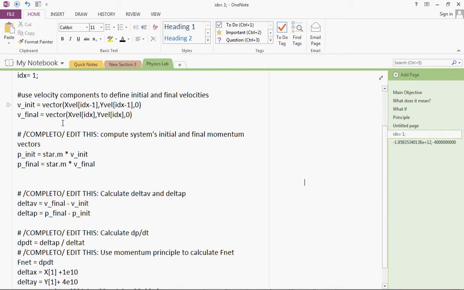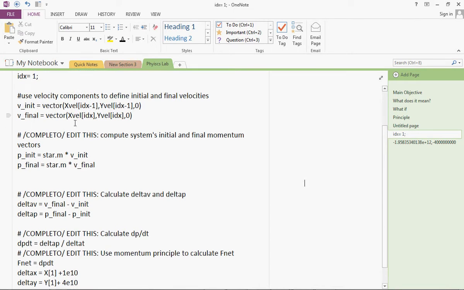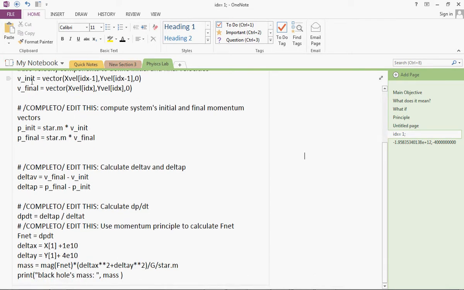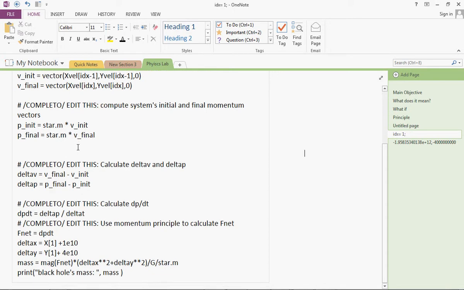What I'm trying to do is: you have V initial and V final, and with these two you can find P initial and P final, the initial momentum and final momentum. With that data you can find dp dt, and that quantity is equal to F net.